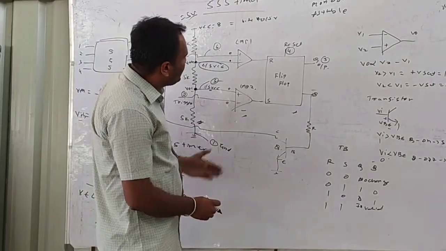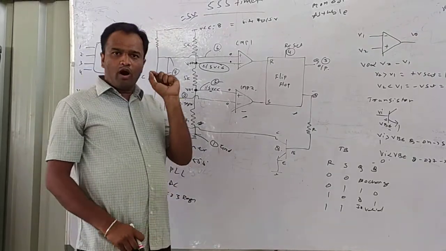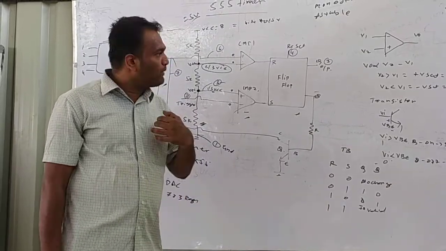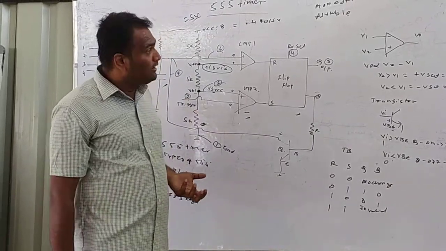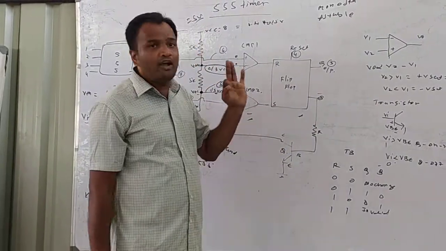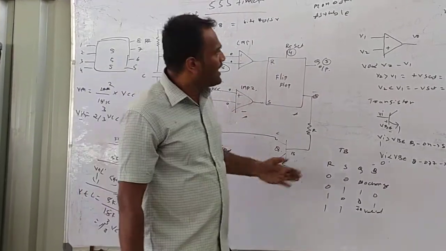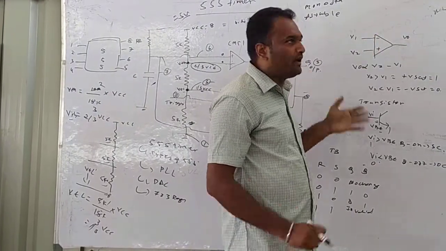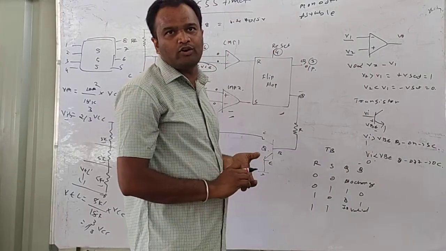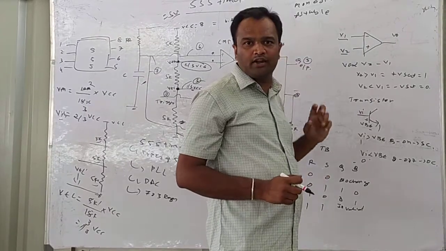Now the next block is comparators. I have explained this already. Whenever you operate an op-amp in an open loop configuration, because of high open loop gain, the op-amp output will saturate. So we are going to get positive saturation as well as negative saturation, depending upon the input. Now, this op-amp will act like a comparator because we are applying two different voltages to the negative as well as the positive terminal.